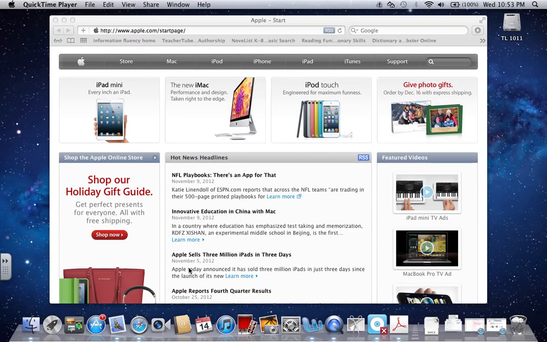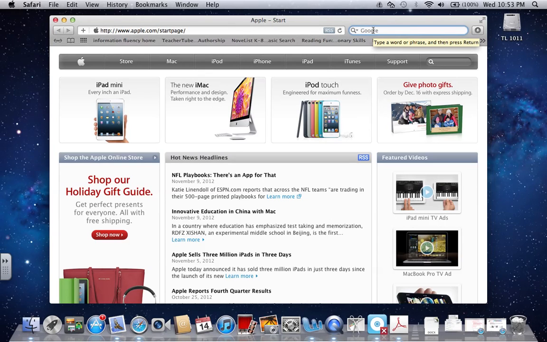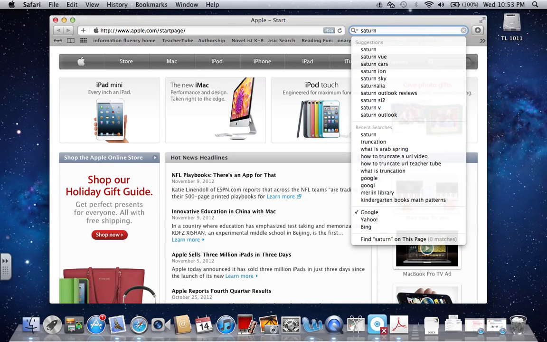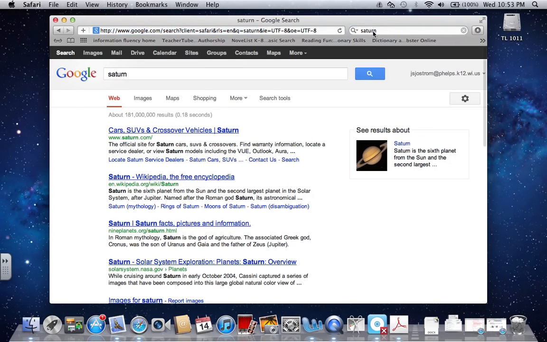As you know, when you do a Google search, you can type a keyword in the Google search box that comes up when you open Safari. Let's type in the word Saturn. Now I'm searching for information on the Roman god Saturn. You're right, I might need to put in better keywords. I might need to put in some Boolean operators. But for right now, I'm just going to type in Saturn and see what I come up with.